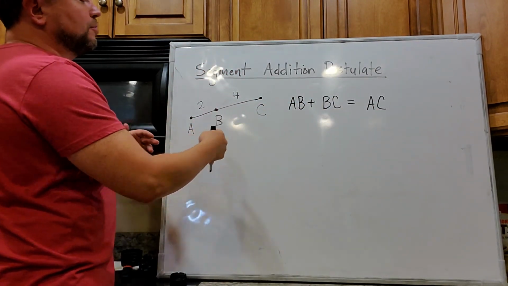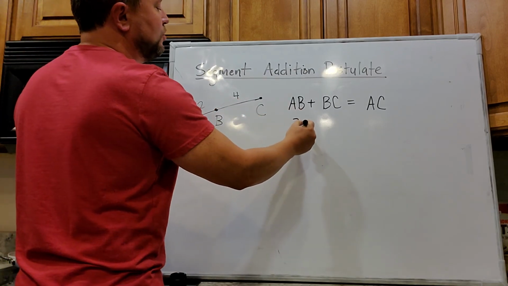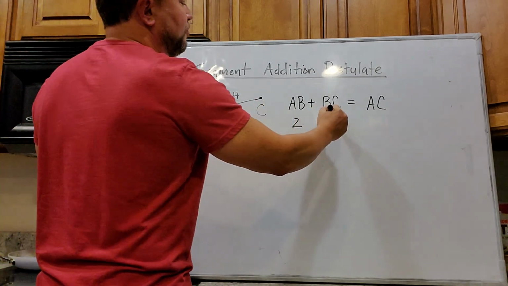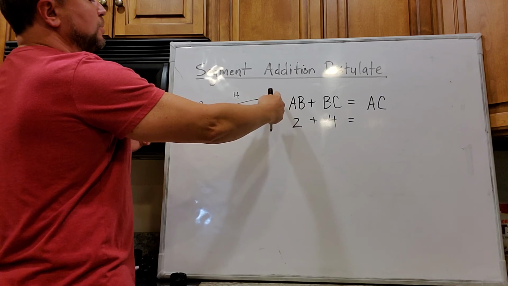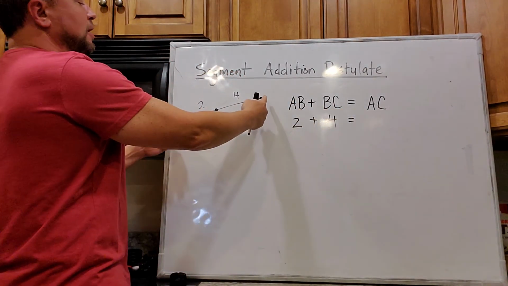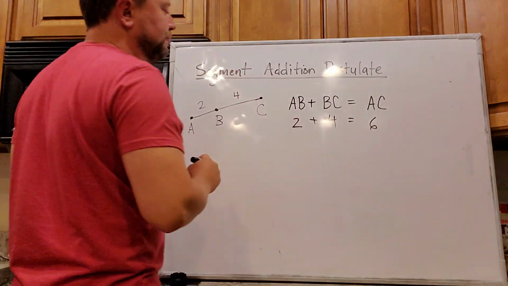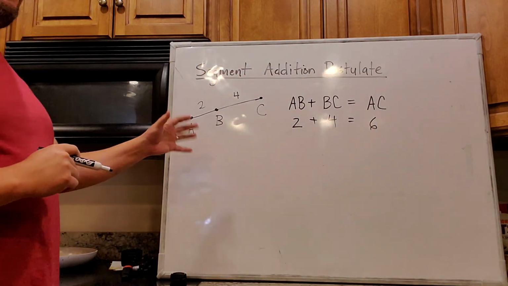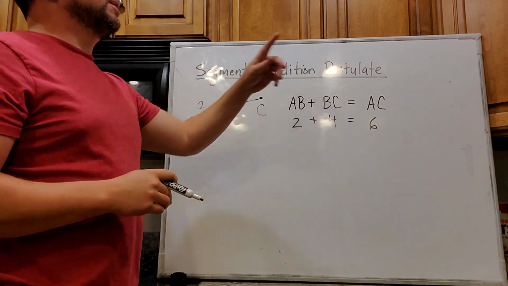Or in other words, if you plug in the actual values, AB has a length of 2, BC has a length of 4, and then that means that the overall segment, of course, AC, has to have a length of 2 plus 4, or 6. Very simple idea. But one of the hardest to prove, too, because it's a postulate.